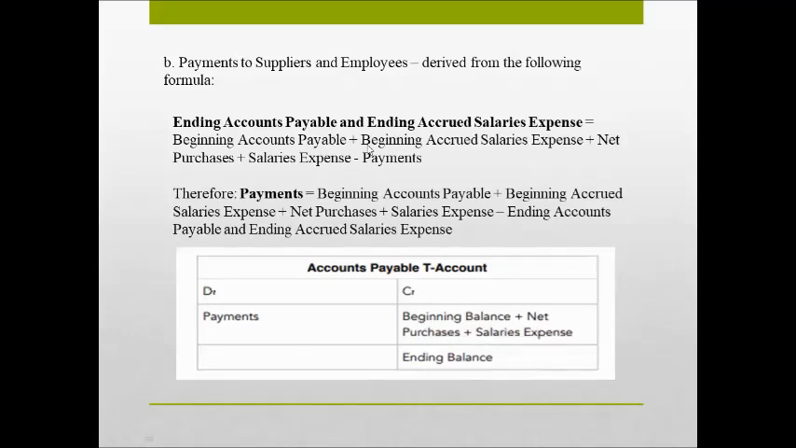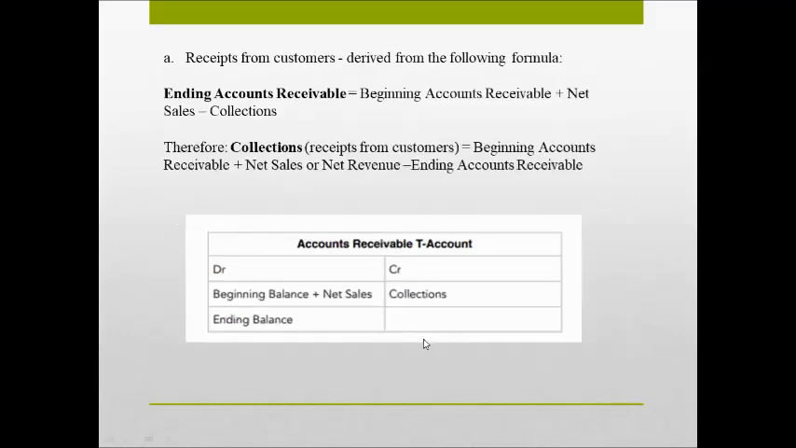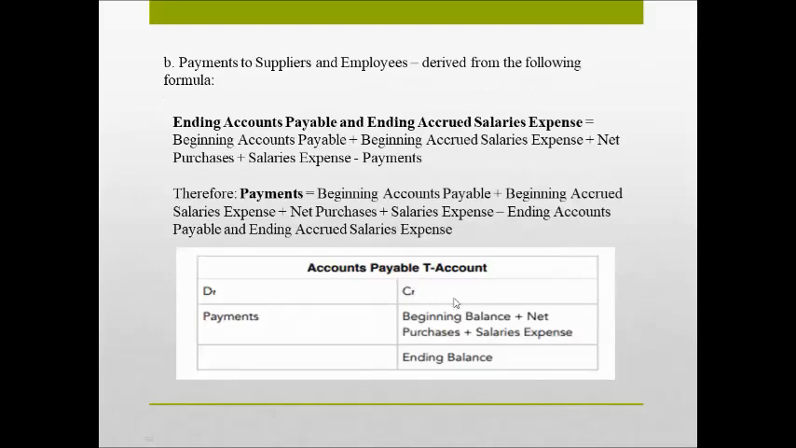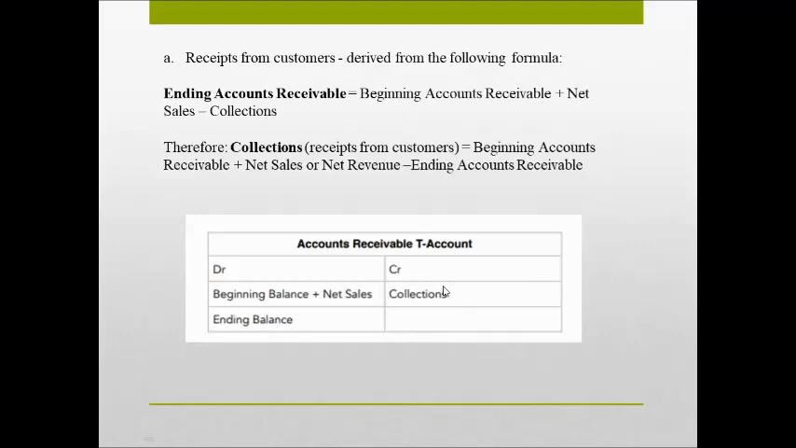Now, how? So again, payments is equal to beginning balance plus net purchases plus salaries expense minus ending balance. So kapag naka-T accounts kasi mga yan guys, napakadali lang niyang hanapin yung mga payments natin. Kung nawawala yung collections natin, basta available ang mga info dito, napakadali na naman niyang i-determine. Ibabawas mo lang yung dalawang yan, for us to be able to get the payments and the collections.